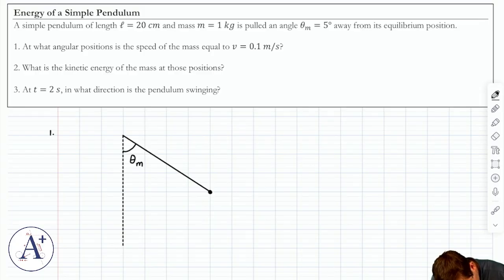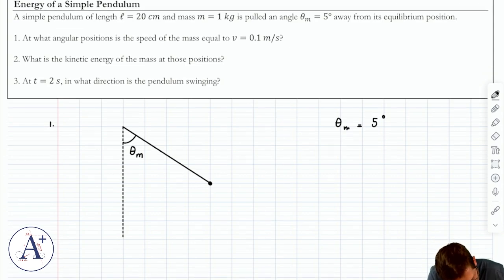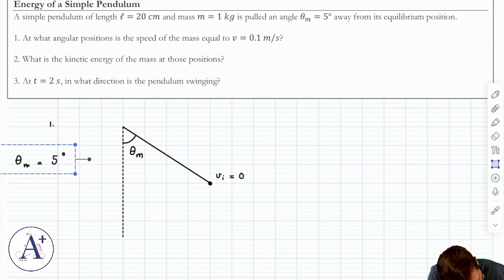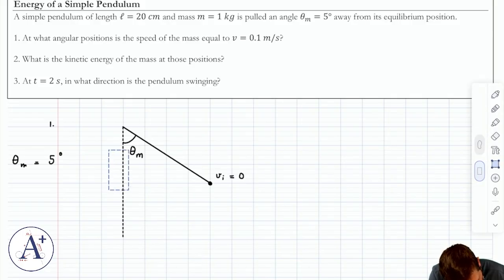Theta m, which is my amplitude, is going to be 5 degrees. That's what we're given. And V initial is going to be 0 because I release this thing from rest 5 degrees away from the vertical. Okay. And I want to find the positions where V is 0.1 meter per second.